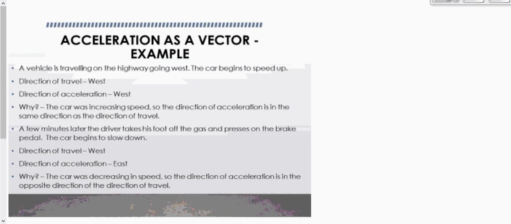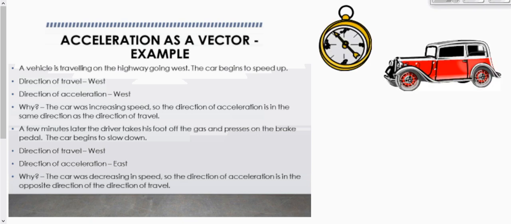Let's do a bit of an example. Suppose I've got a vehicle on my highway and it's traveling west. The direction of travel then is to the west, and my velocity then would be west. If the car begins to speed up, that means that the acceleration is in the same way as the direction of travel. My acceleration would also be to the west.